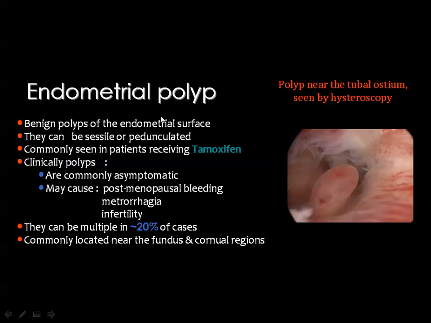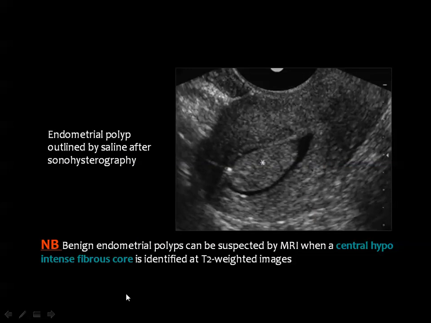Endometrial polyps are usually benign. They are commonly seen in patients receiving tamoxifen, and they are actually located near the uterine fundus and near the cornua of the fallopian tubes. In 20% of the patients, they are multiple, and the appearance is not that specific. On ultrasound and MRI, you see a mass inside the endometrial cavity. In the literature, they say that if on MRI you detect a central hypointense fibrous core, this may help you to justify the possibility of an endometrial polyp.